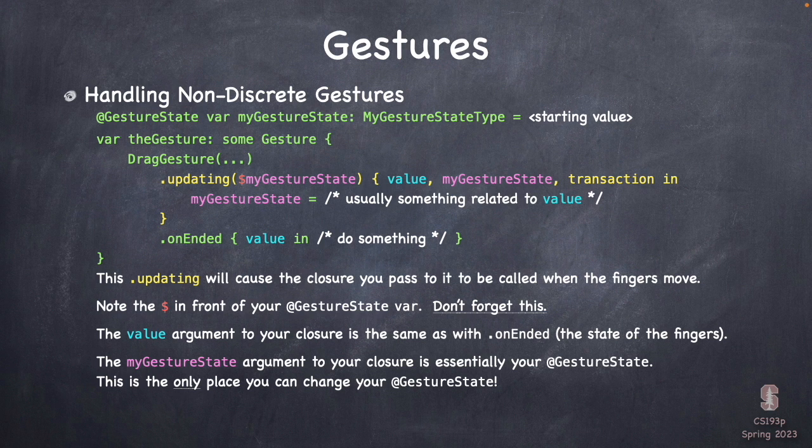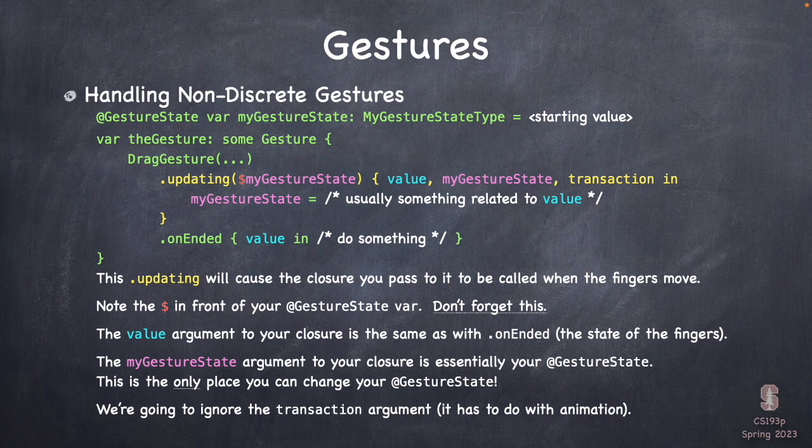And then the third argument there, transaction, has to do with animation. We're not going to talk about the transaction, but when you're doing gesture handling, you might want to know what's happening in terms of my animation state. What's my animation curve and things like that. The transaction can give you that information, but that's really advanced animation and gesture. So we're not going to talk about that at all.